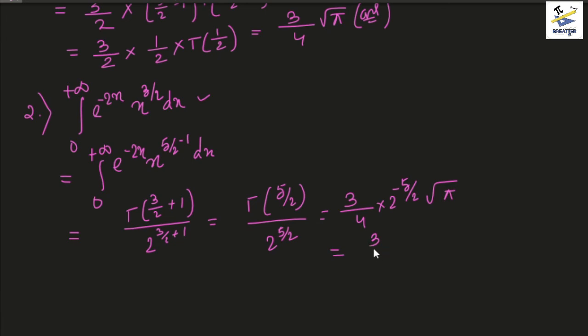This becomes 3 by 4 means 2 square. This means 2 to the power 5 by 2 into root pi. What it becomes is 2 plus 5 by 2, which is basically 9 by 2. So 3 by 2 to the power 9 by 2 root pi, and this is the answer for this integral.